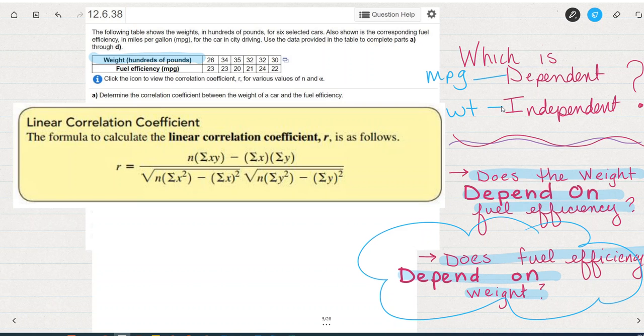So what that tells us is our independent variable is always x. So the weight of the cars will be our x, our independent variable, and then the miles per gallon is going to be our y because it's the dependent variable. The fuel efficiency depends on weight.